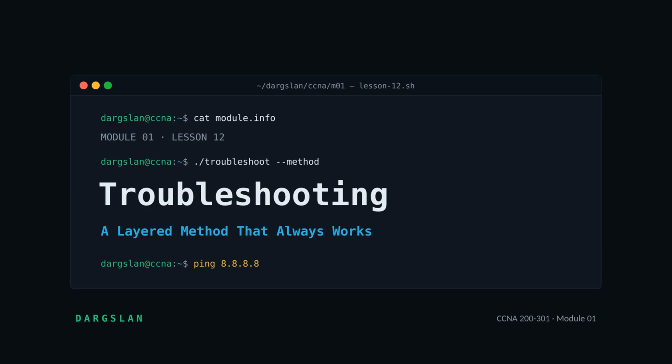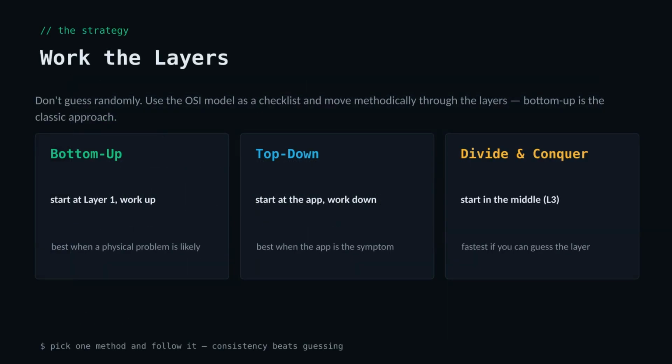Let's get into it. So here's the strategy. Treat the OSI model as your checklist. You've got 3 ways to walk it. Bottom up starts at layer 1 and climbs. Perfect when you suspect cables, ports, or physical gremlins. Top down starts at the application and works down. Ideal when a user says the app is broken. Divide and conquer drops you in at layer 3, the fastest route if your gut already tells you where the issue lives. Pick one. Commit to it. Consistency beats guessing every time.